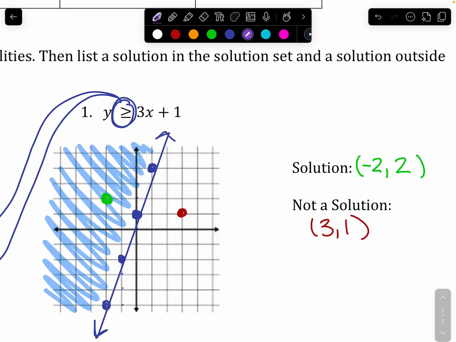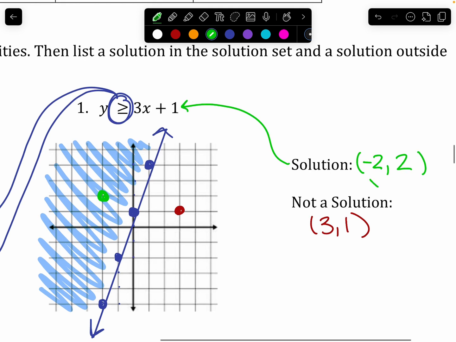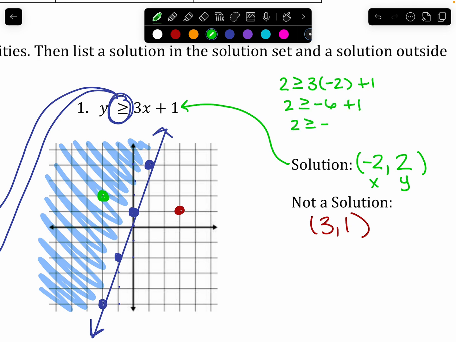So I'm just going to look at this one. This is the first one that we actually graphed. I'm going to test my solution by plugging it back into my inequality. This is my x, this is my y. We have 2 is greater than or equal to 3 times negative 2 plus 1. This is 2 is greater than or equal to negative 6 plus 1. This is 2 is greater than or equal to negative 5, which is true.